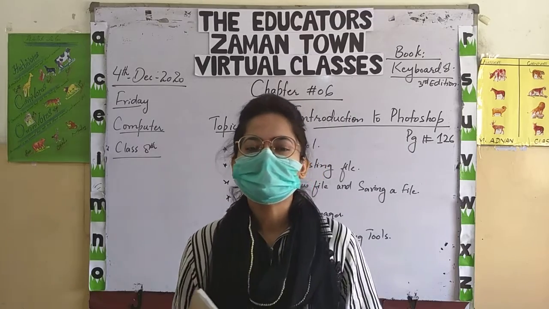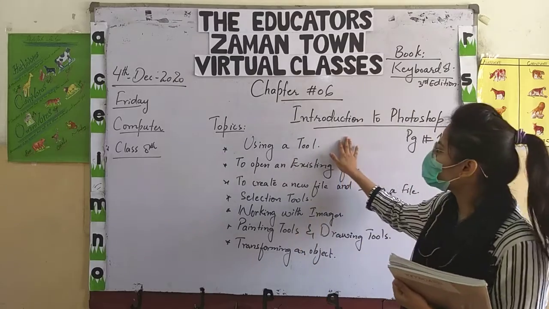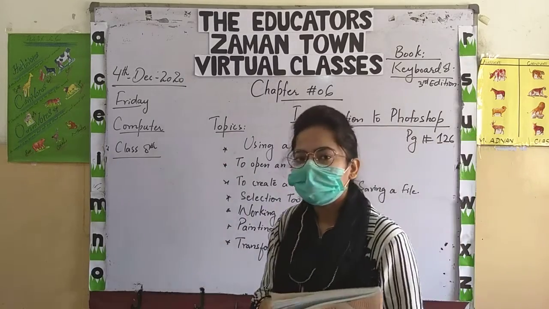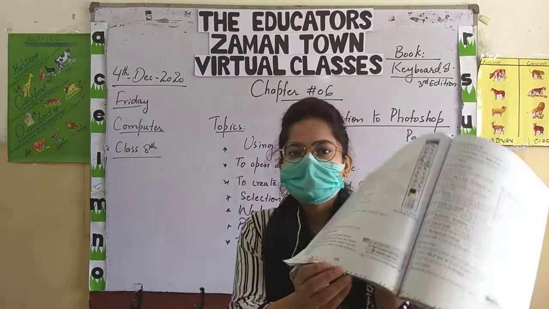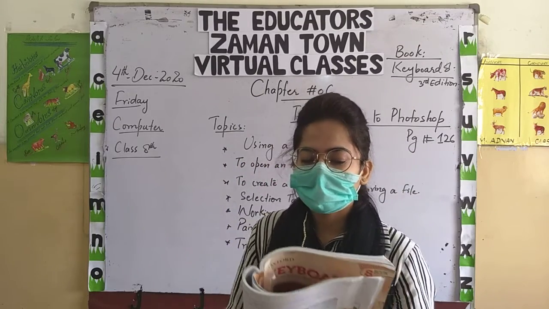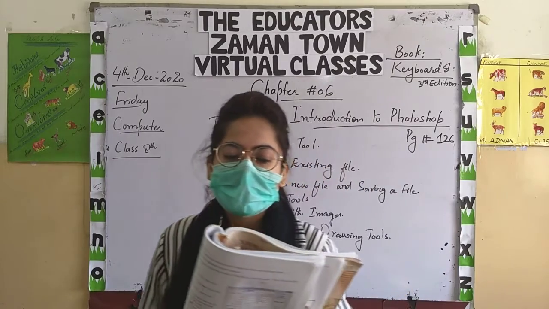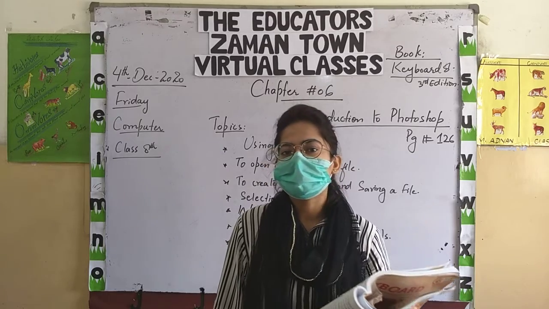me, your computer teacher. As we have started this chapter in your previous class, chapter number 6, Introduction to Photoshop CS3. Now we are starting another topic of this chapter. Open page number 126. On page 126, we have this topic, using a tool. In your previous class, it was explained to you about Photoshop and a short review of its tools. So I am going to explain to you how to use a tool.